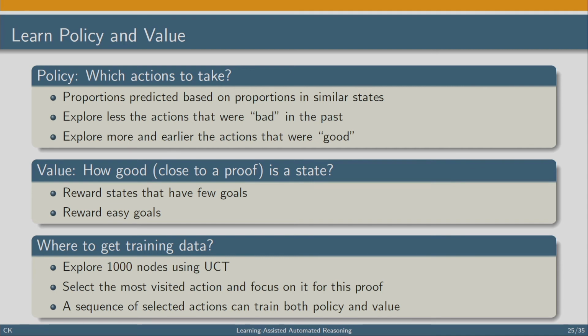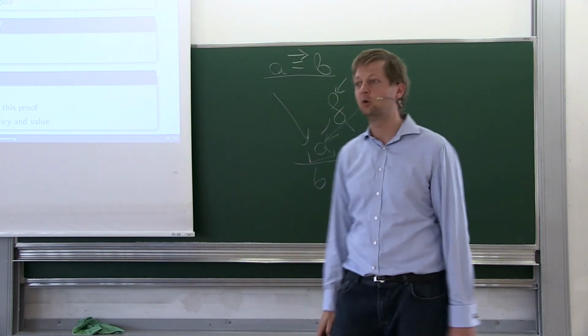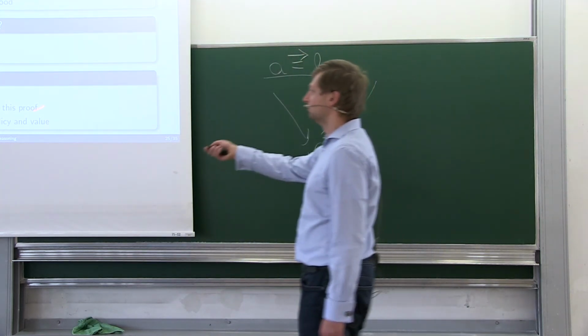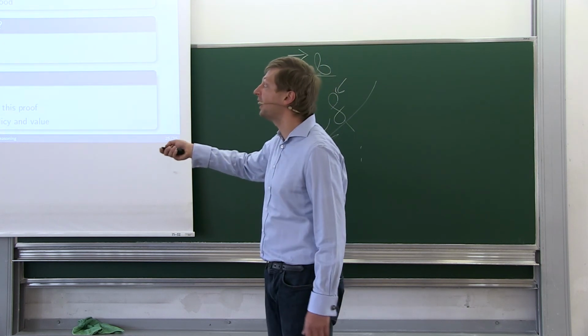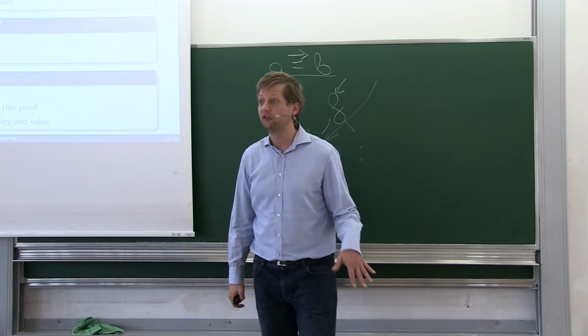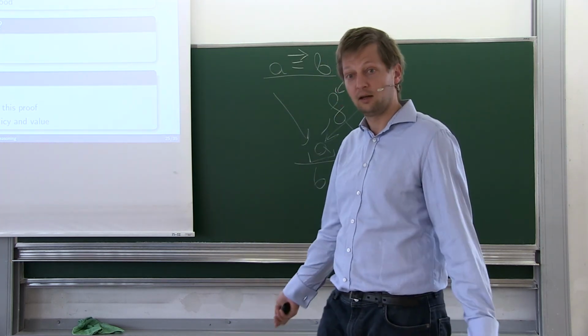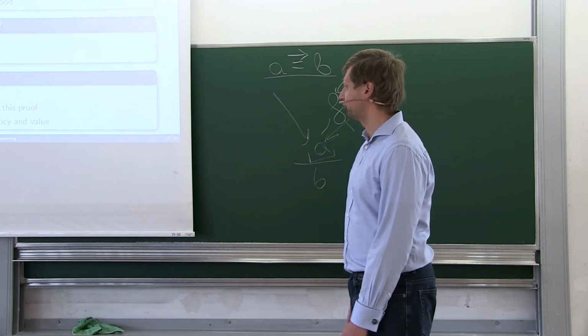How does it give us policy? Well, we get policy because we get proportions in all these nodes, and we have at least 1,000 visits for them. So somehow these proportions are meaningful, and the same thing for value. We either won or lost, but having explored all the states on the way quite well, we know that they're either good or bad, and we can give this as training data for value.